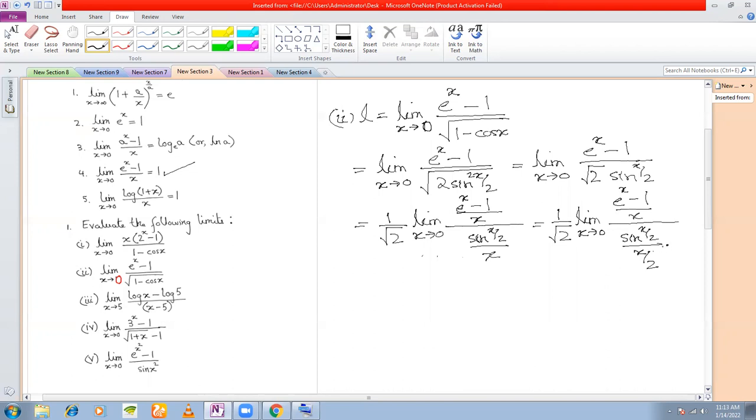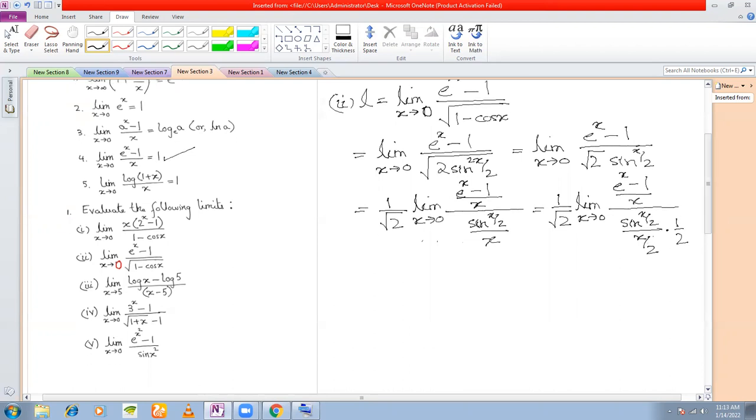So we are multiplying the denominator by half. So we need to multiply this by half, right? So this is 1 by root 2. Now you can split the limit. Limit x tends to 0 e to the power of x minus 1 by x divided by limit x tends to 0 sine x by 2 by x by 2. And because you have a half in the denominator here, you can multiply this by 2.